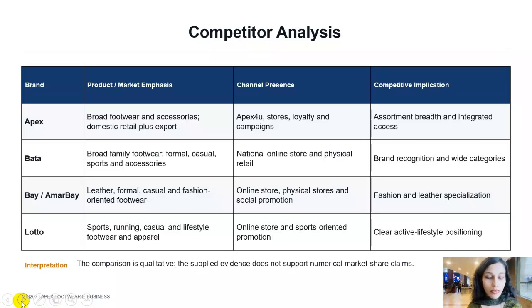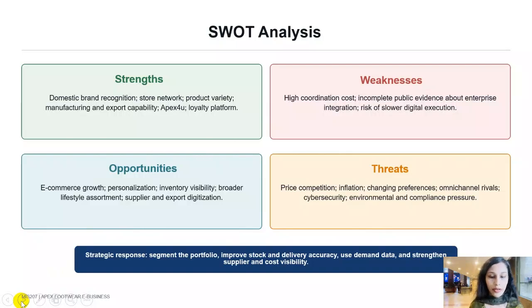The last slide is about SWOT analysis. In business terms, Apex strengths include brand recognition, store network, product variety, and export capability. Its weaknesses include coordination challenges between physical and digital channels. Key opportunities are e-business growth, personalization, and better inventory control. Major threats include price competition, inflation, changing preferences, cybersecurity, and lastly, compliance pressure. Overall, Apex can strengthen its position through better stock accuracy, fulfillment, customer data, and supplier visibility.